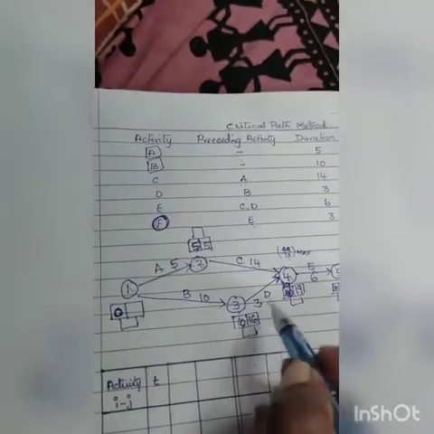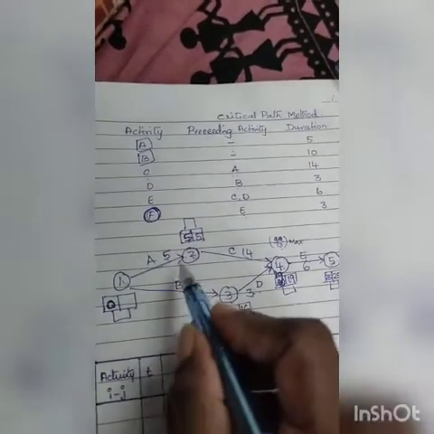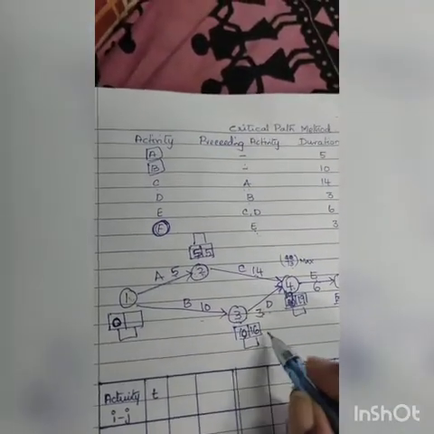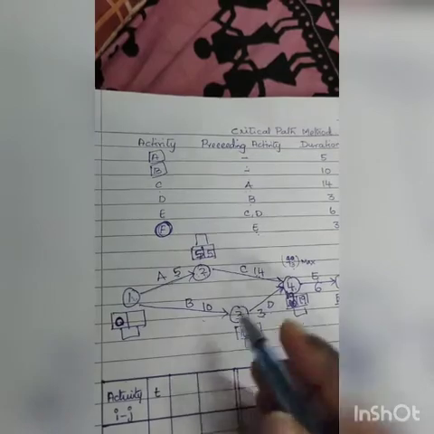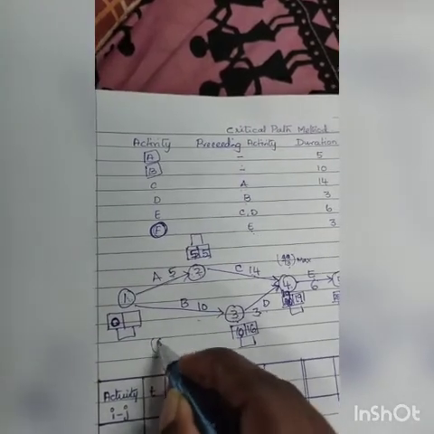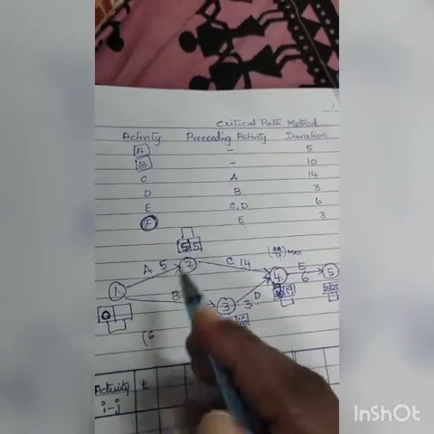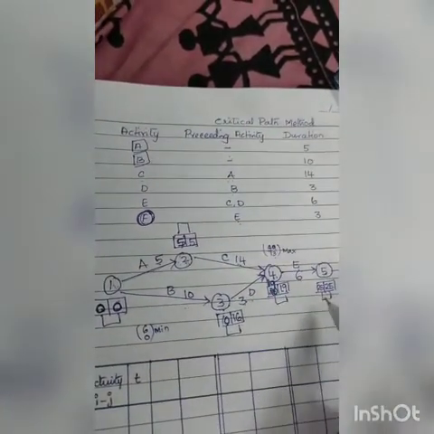In the last one, I have two arrows coming back from 3 and 2. If I take 3, 16 minus 10, I will get 6. And from 5 minus 5, I will get 0. Minimum of these two is 0. So I have finished these.